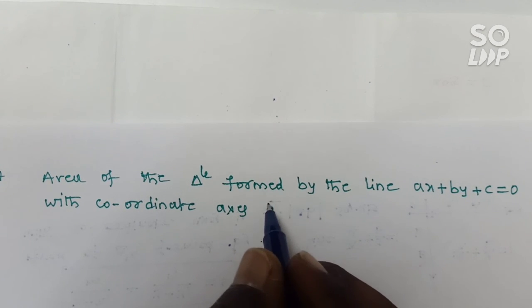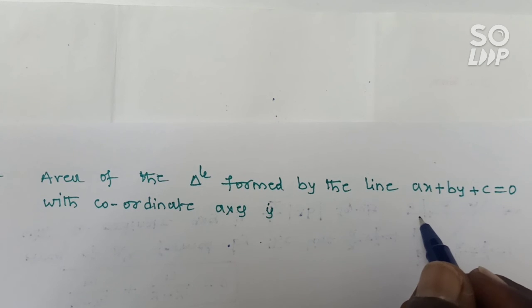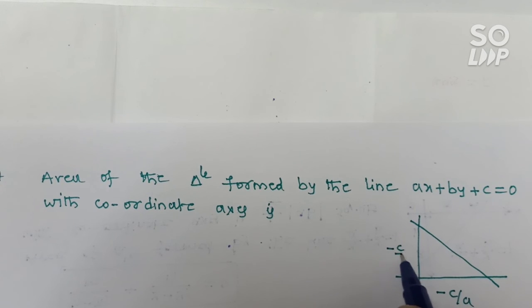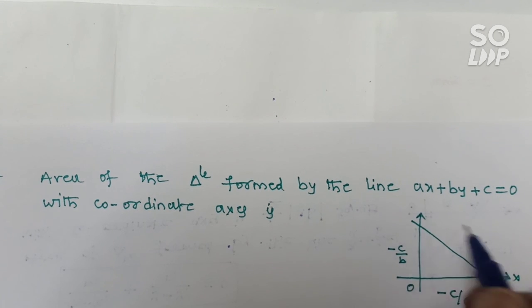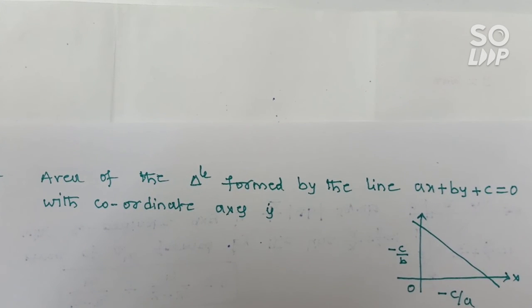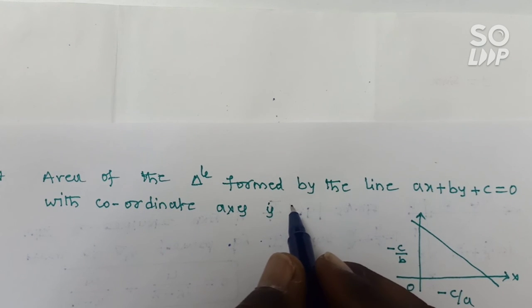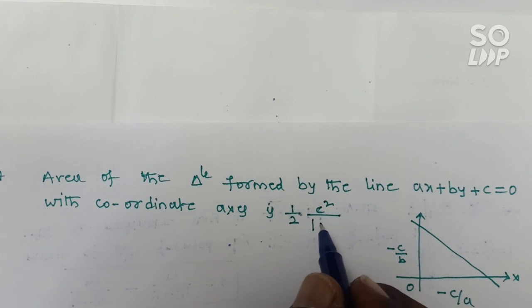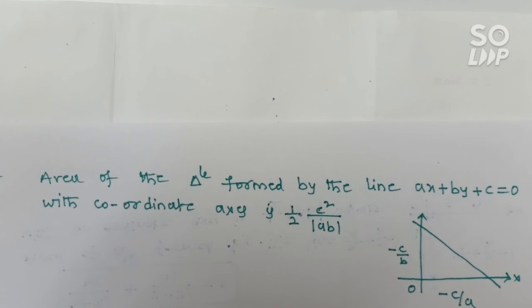How will you get this one? We know the x-intercept and the y-intercept of this line. The x-intercept is minus c by a, and the y-intercept is minus c by b, right? So according to the fundamental, half into base into height, that means 1 by 2 into c square whole divided by modulus of a into b. Why are you taking the modulus in this area? Area will always be positive.